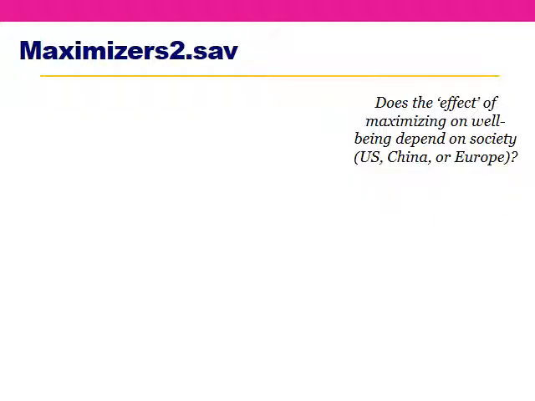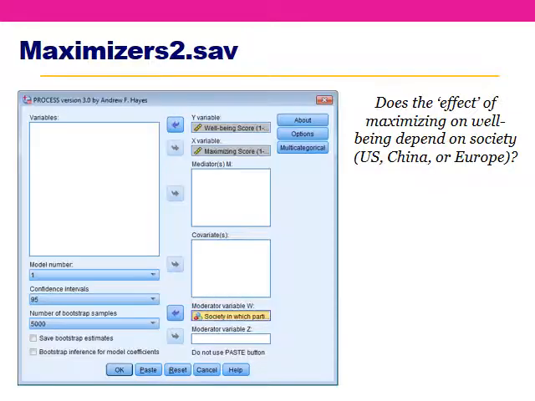Let's also quickly redo the maximizers example that you did for homework for practice a few weeks ago. Does the effect of maximizing on well-being depend on society? So here we have a situation where our moderator has 3 categories now, US, China, and Europe. We want to know if the relationship between maximizing and well-being differs between those 3 societies.